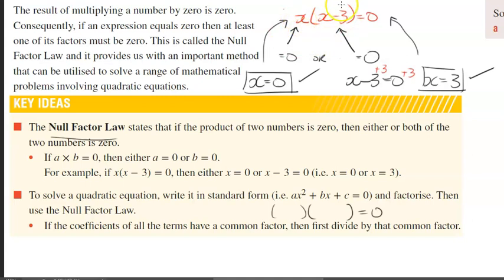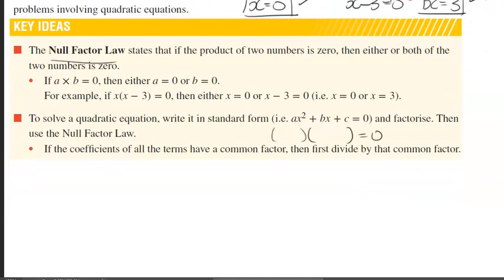Sometimes in this scenario you might not have two brackets, you can only have one. That's okay. You will get a scenario where that happens. And then you just use your null factor law to say either this is equal to 0 and this is equal to 0, and then you solve for your x's, or whatever relevant letters they use. If the coefficients of all of the terms have a common factor, then you first divide by that common factor first. So this is another important rule that you've got to consider, because you will run into scenarios where this is the case.